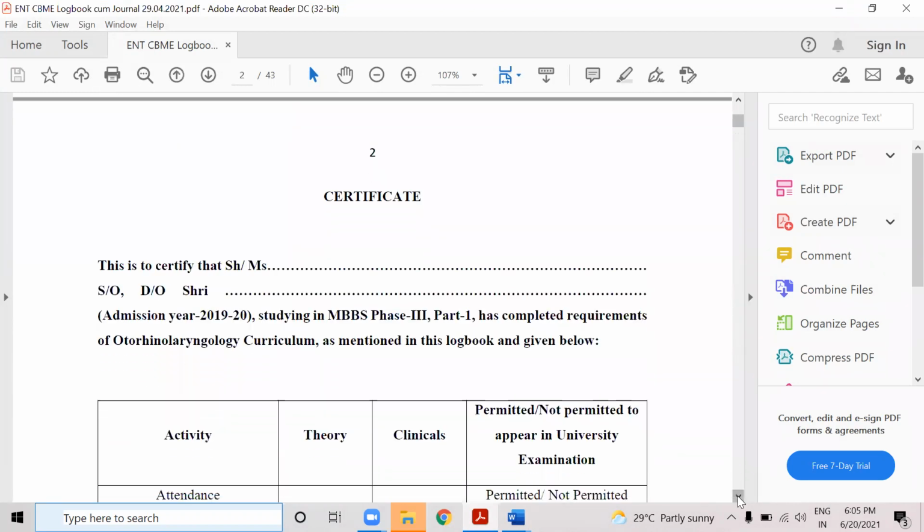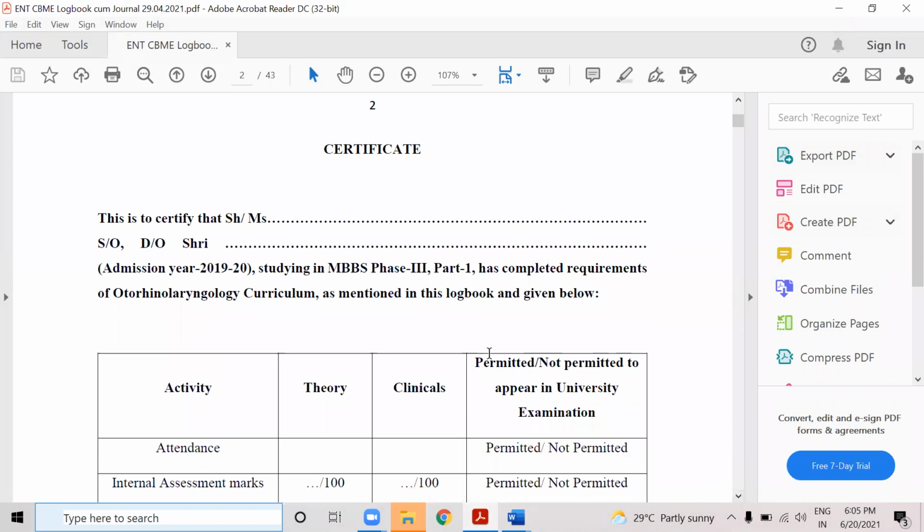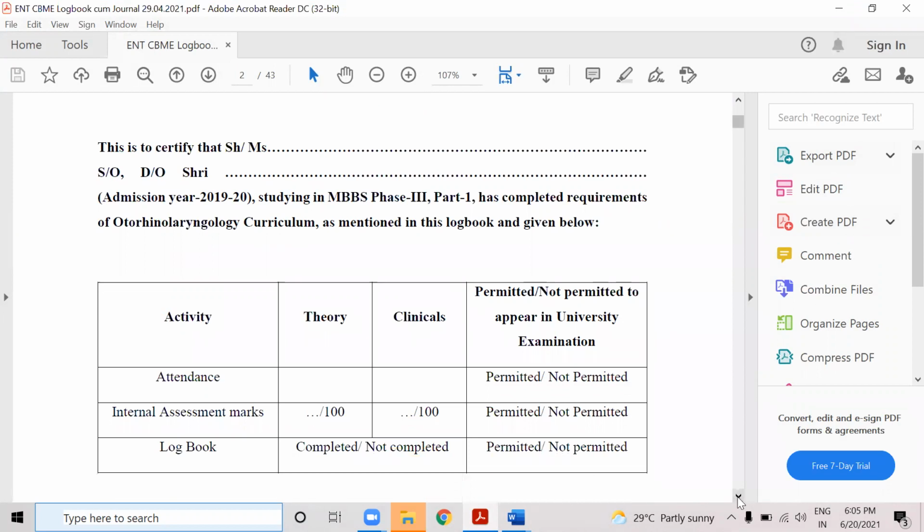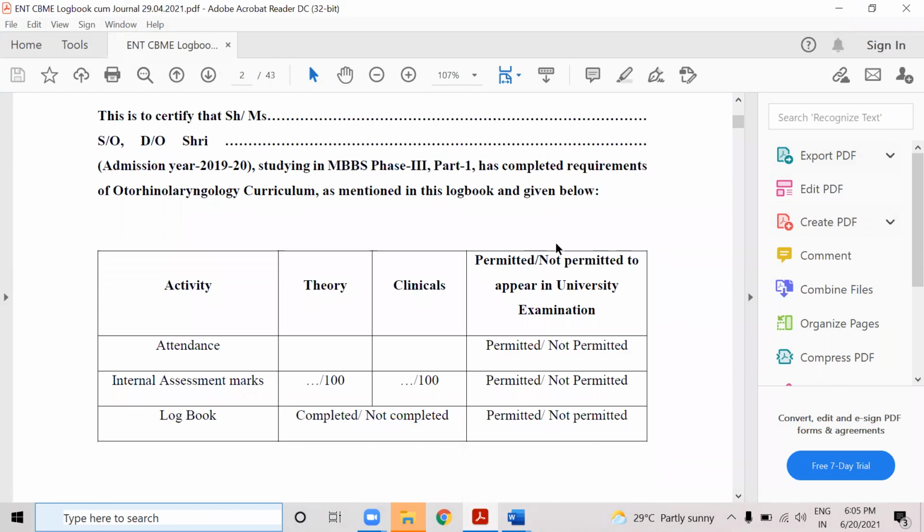Then next is the certificate. Now this is important. In the certificate we have to mention the name of the student and the name of the parents. And then I have put these three points in the certificate because these three are now the eligibility criteria to appear in the university examination. So first is the attendance. Now we know that 75% attendance in theory and 80% attendance in clinicals is mandatory to appear in the university examination. So whatever attendance the student has got during the whole ENT training, including phase 2 and phase 3, it will come here and here. And accordingly, we will write whether the student is permitted to appear in the university exam or not.